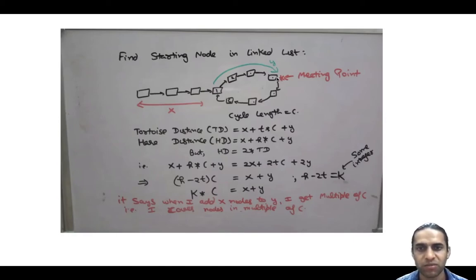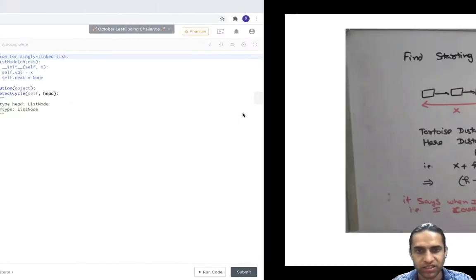So all we are trying to do is, the moment we meet, we take one pointer at the start of the linked list, and the other pointer stays at the meeting point. They both start traveling one step at a time, and the place where they meet is the start of the cycle, which we return. Okay, let's jump to the code.